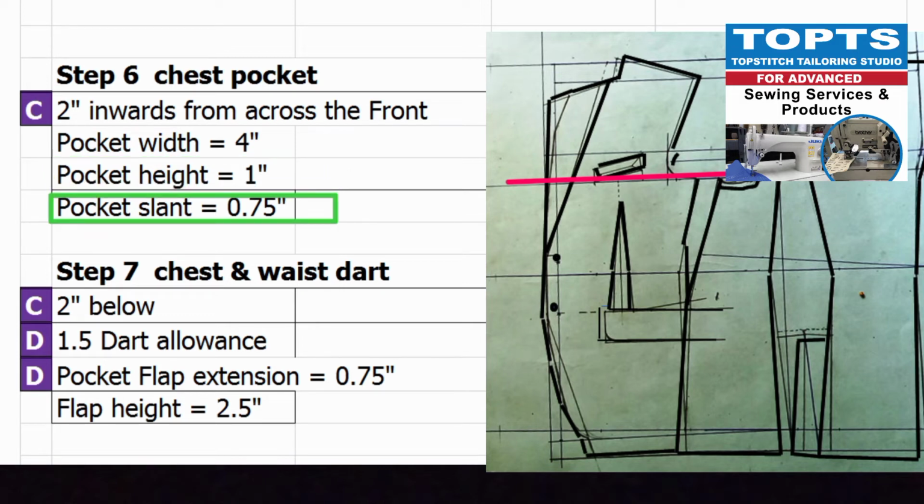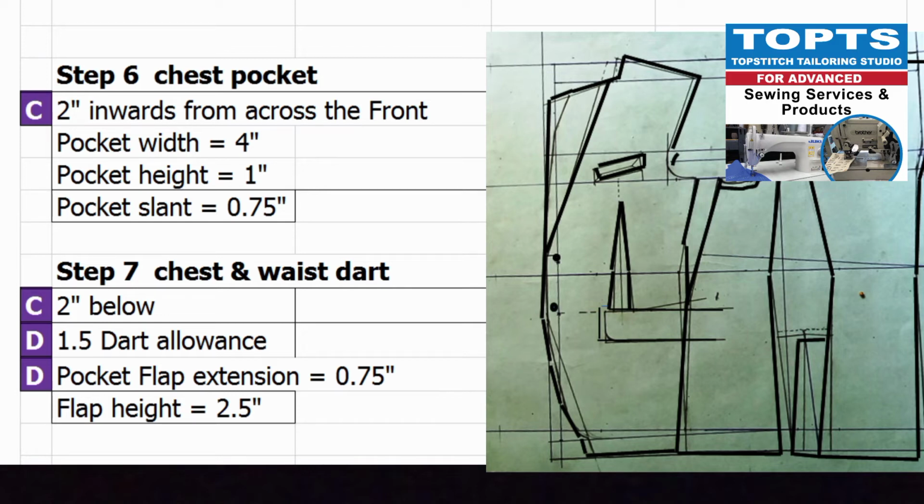But this pocket slant can vary. I always love going with 0.75 because it is a beautiful slant. You know, you can go with 1 inch and you can go with a half inch. It depends on your customer's preference. But me, I always use 0.75 and I've not got any problem with it. So you can also still adopt 0.75 slant of your chest pocket.